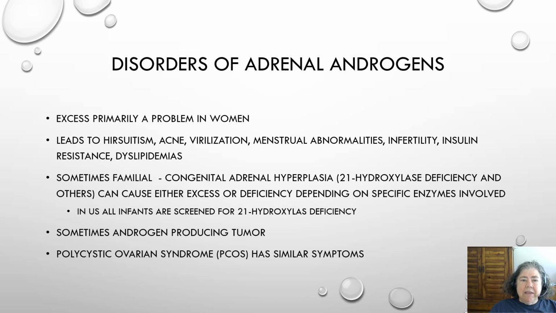But one of the things that needs to be sorted out is that women who have the hirsutism, acne, virilization, menstrual abnormalities, infertility, insulin resistance, and dyslipidemias, those are very similar to the symptoms of what's called polycystic ovarian syndrome, or PCOS. And when I was in PA school back in the 80s, that was sometimes called partial adrenal hyperplasia.